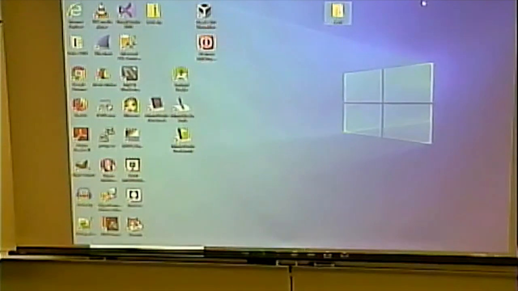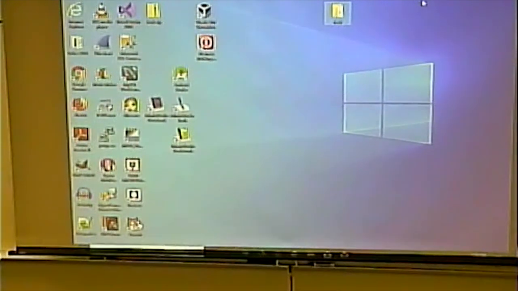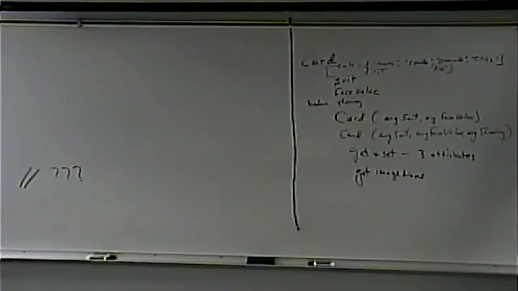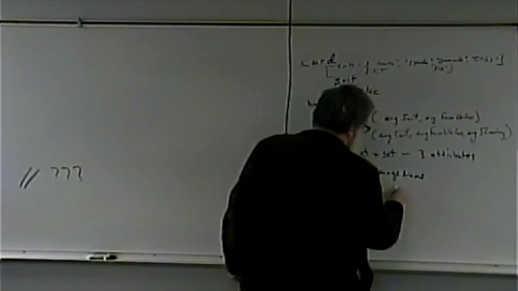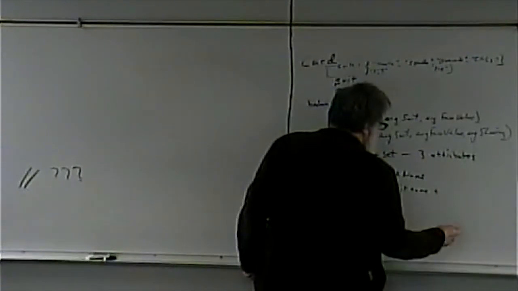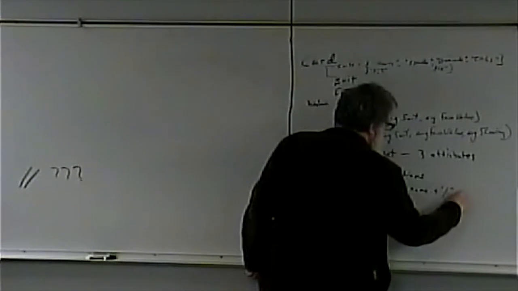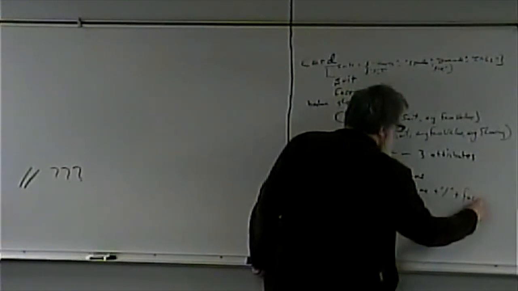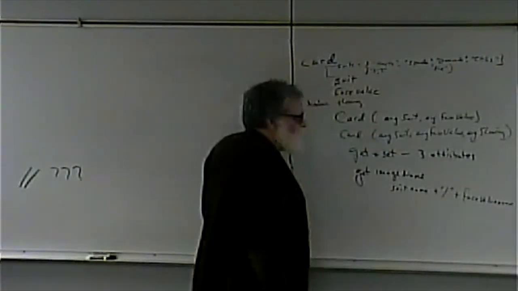So it's going to look something like this. The image name is probably going to be something like this: the suit name, plus the slash, plus the face value name. And that's the image name.